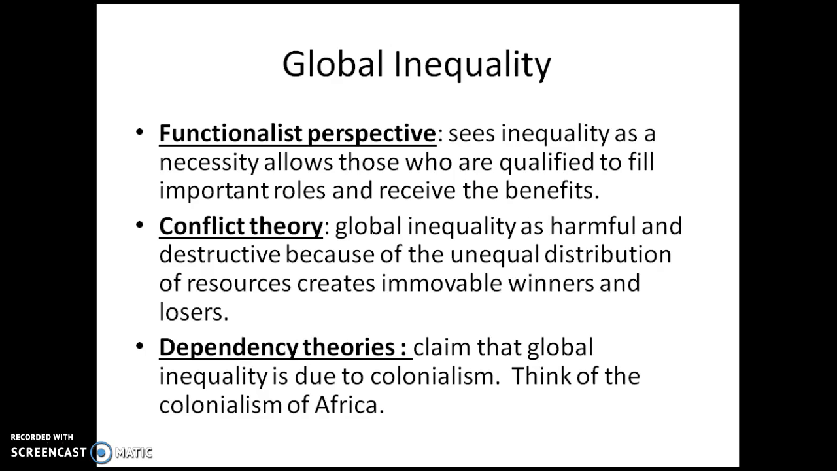Then the final is dependency theory, and this is a claim that global inequality is due to colonialism. Think of colonialism of Africa. So that is the idea, and we're going to read more about this too, but this is the idea that because of colonialism, people didn't have control over their own economies, and therefore their economies struggled due to a variety of other factors of being controlled by another country.